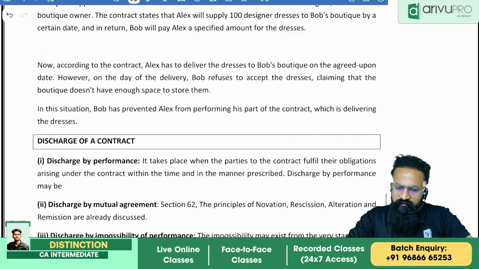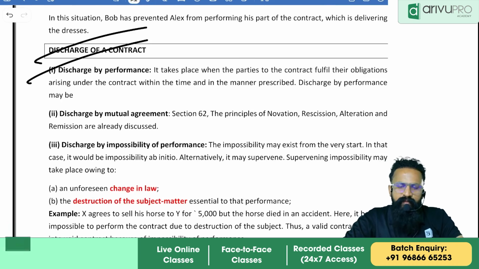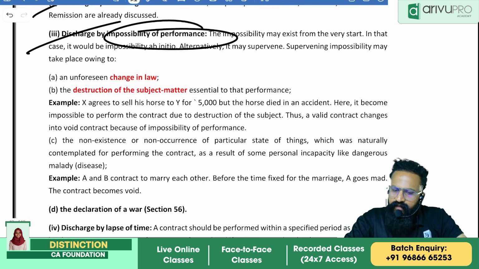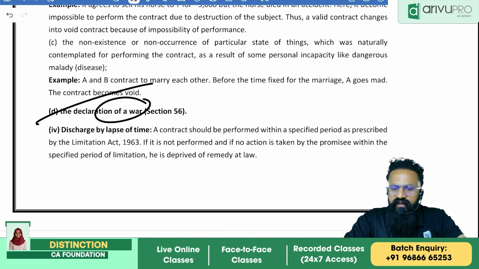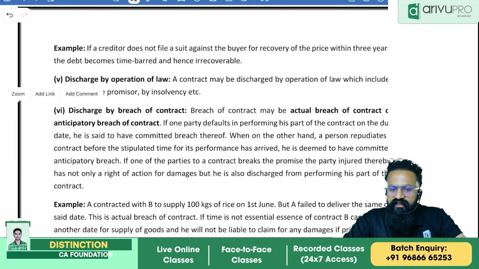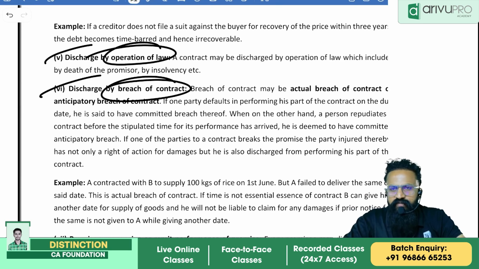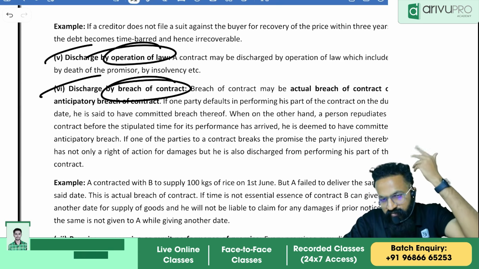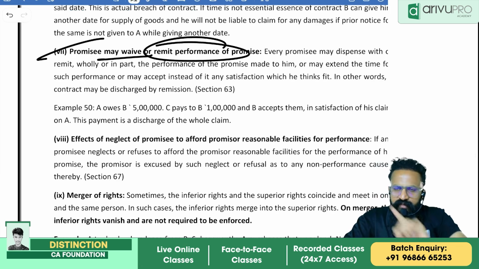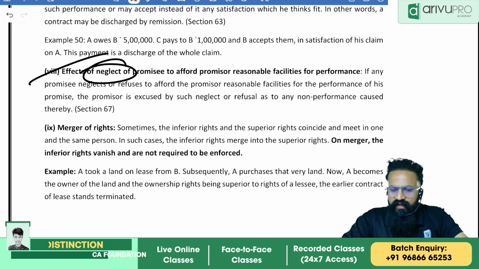The next one is discharge of a contract. When does the contract come to an end? By performance, mutual agreement, discharge, impossibility, declaration of war, alien enemy, discharge by lapse of time, time barred debt, discharge by operation of law, where you become insolvent, and discharge by breach of contract, which is nothing but when one party fails to perform. Next one is promisee may waive or remit performance: waiver, effect of neglect, negligence, and merger of rights.